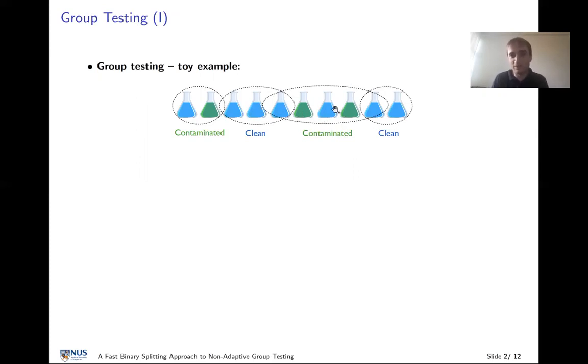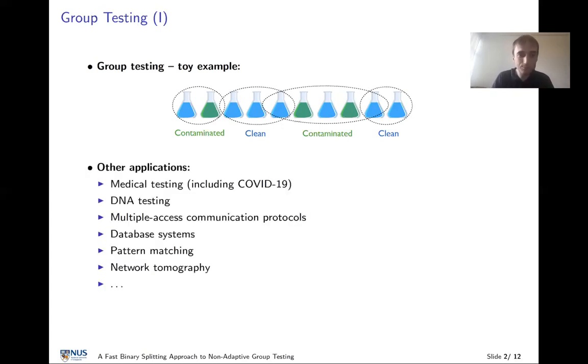If we get a contaminated result, maybe we'll need some further tests to narrow down exactly which ones are and which ones aren't. But the idea is that if contamination is rare, then we can get away with much fewer tests than one by one.